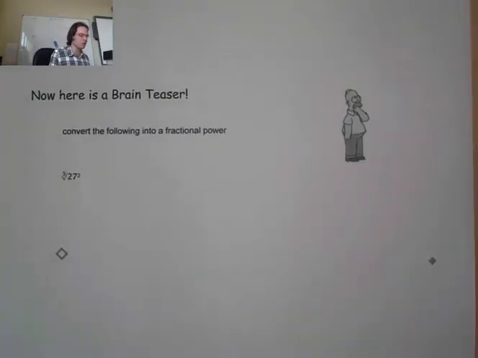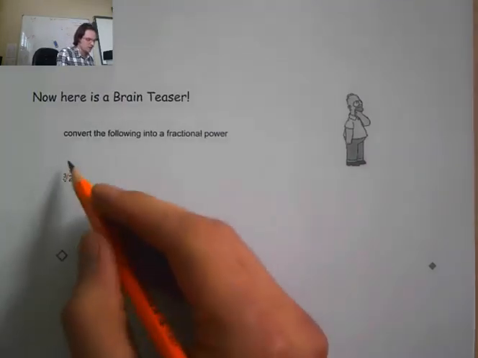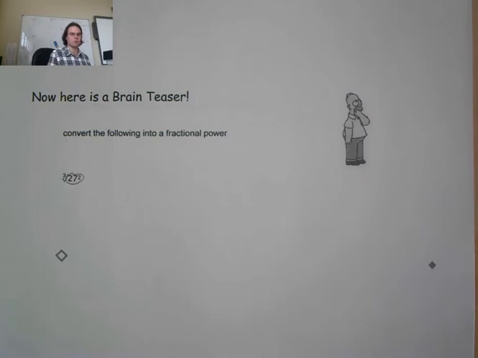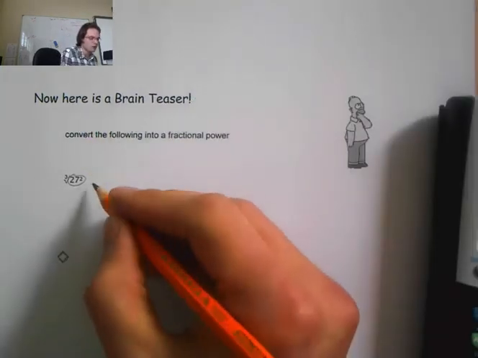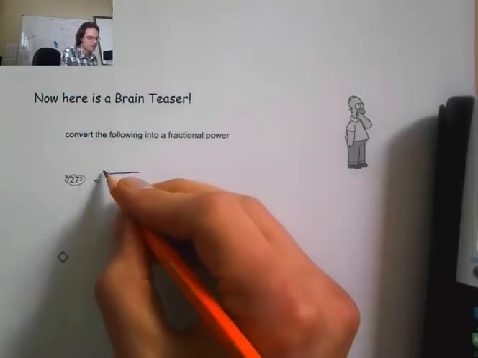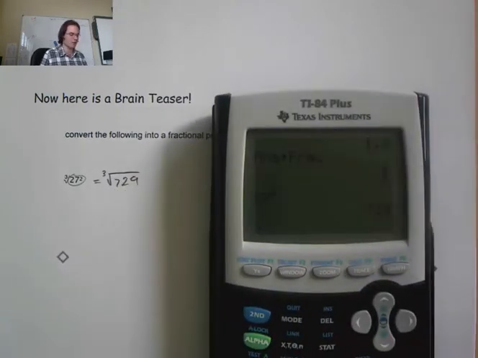So now here's another brain teaser for you. How do I do this one? When I look at this, this is 27 squared. So I'm going to do that first. So I'm going to go 27 to the power of 2. Enter. And then I want to cube root that. So I now know I want the cube root of 729. So I cube root that. And I'm going to end up getting 9.